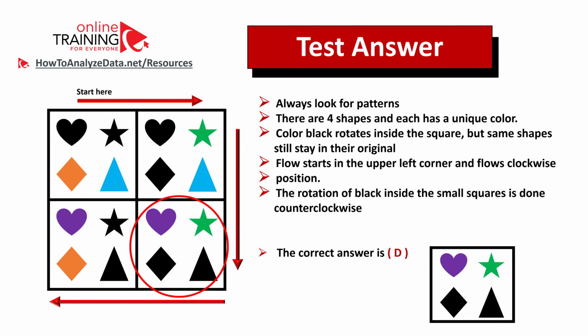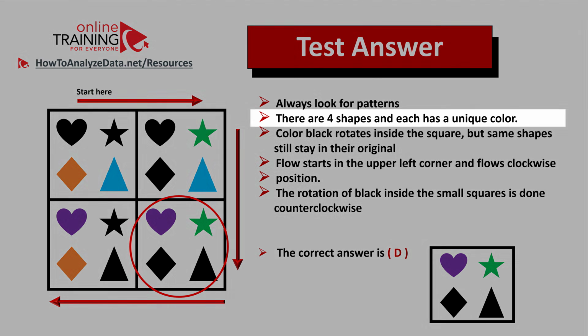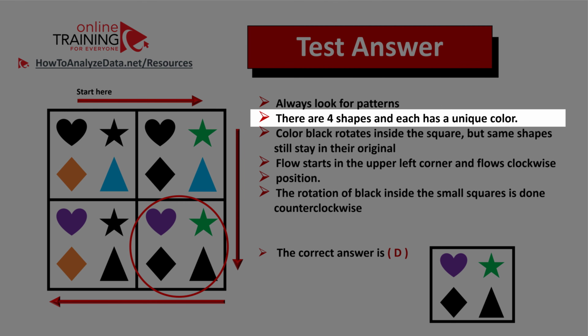Tricky question, isn't it? But as usual, all tricky questions always have answers. So take a look here. There are 4 shapes inside the square, and each shape has a unique color. Shapes stay in place. The only thing that changes is the black color for the shape, and what you can see is the pattern of the black colors inside the squares, and it rotates counterclockwise.